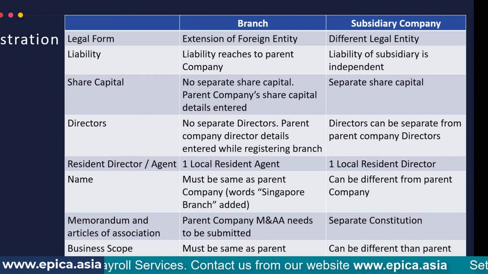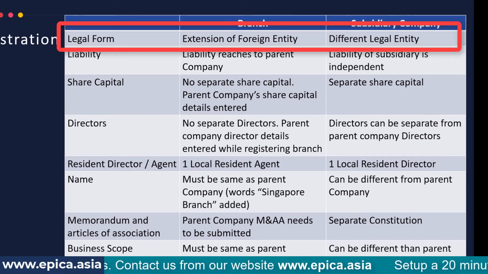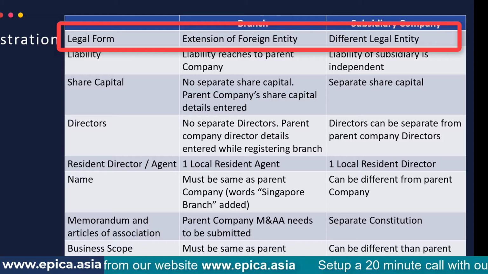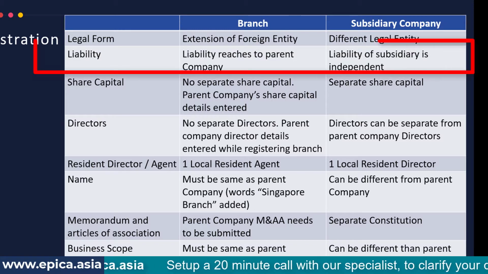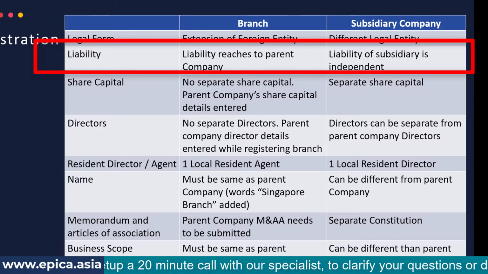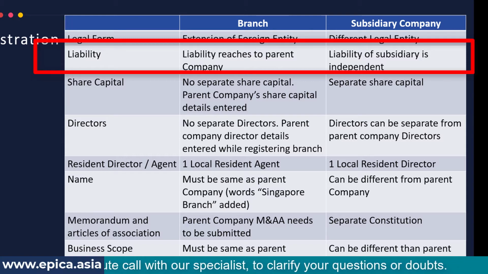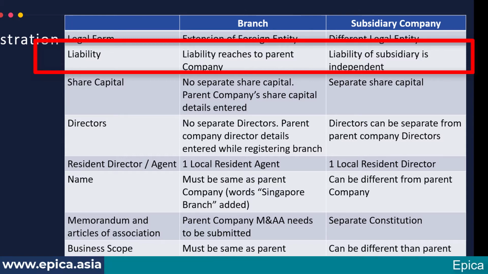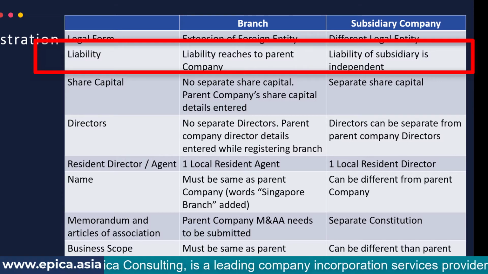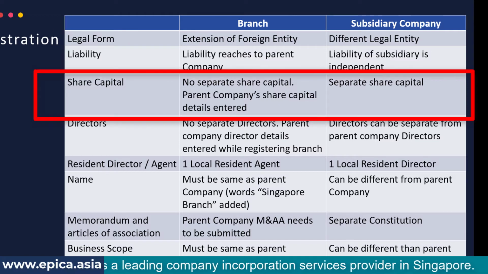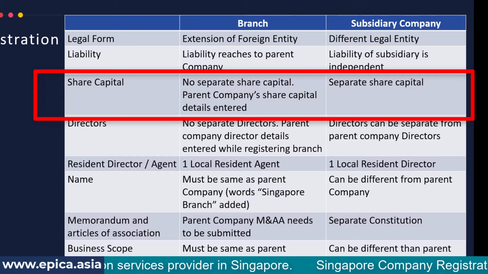When it comes to the legal form, a branch is an extension of a foreign entity. It is not an independent legal entity, whereas a subsidiary is a different independent legal entity. The liability of a branch reaches to the parent company. So if there are any debts or creditors' claims, those can be recovered from the parent entity's assets. Whereas in the case of a subsidiary, the liability of the subsidiary is independent and it does not reach back to the parent entity.